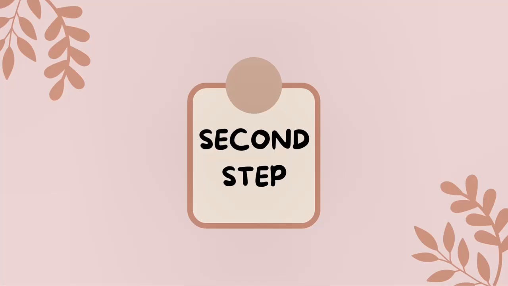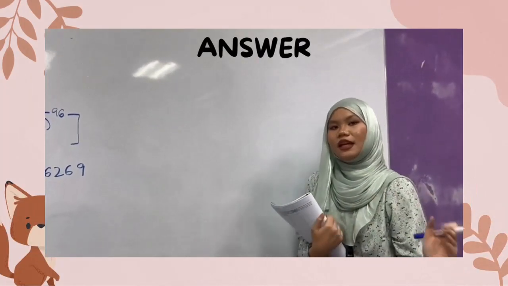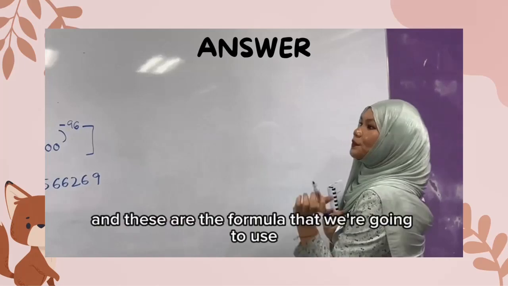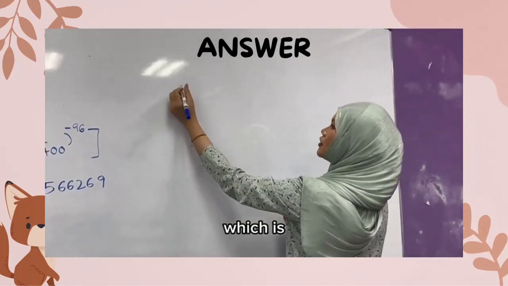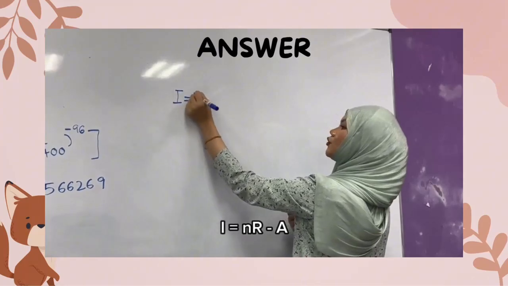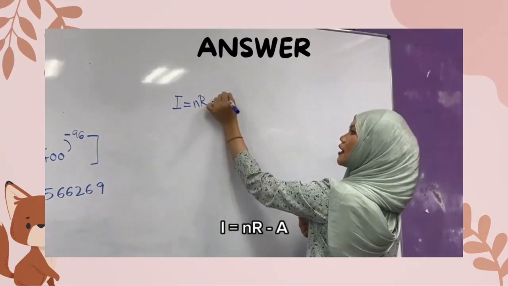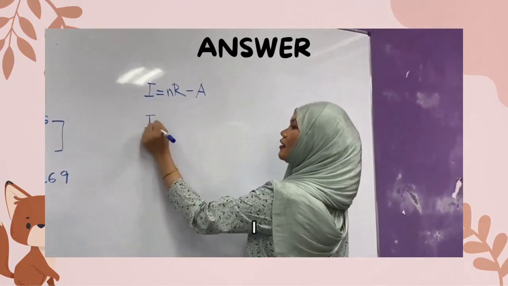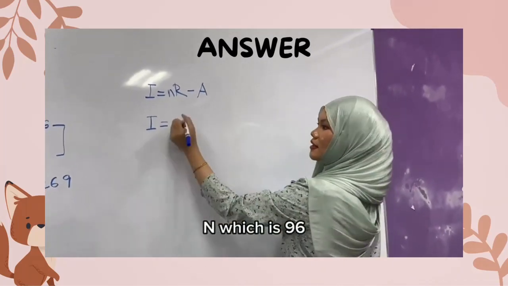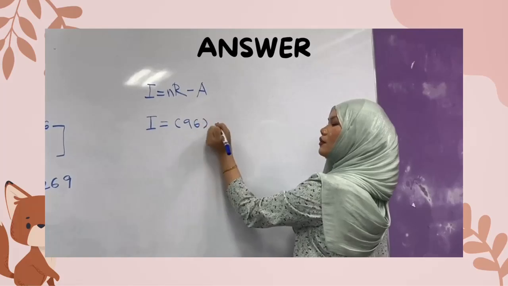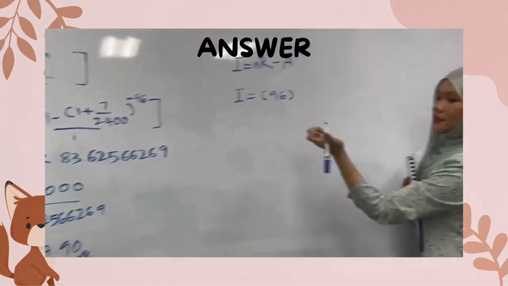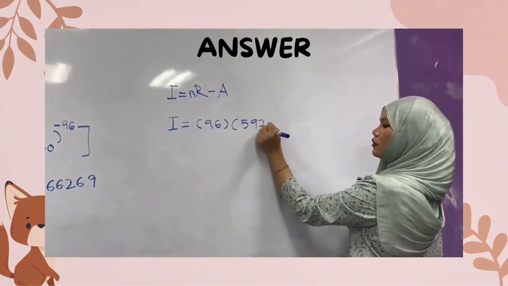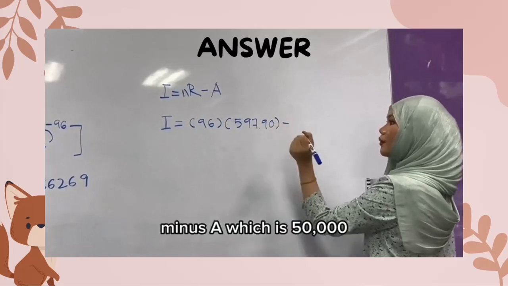Now for the second step, is to find the total amount of interest Farah has to pay throughout the loan years. And this is the formula that we're going to use, which is I equals nR minus A. I equals n, which is 96, times R, which is the total that we just calculated, minus A, which is 50,000.